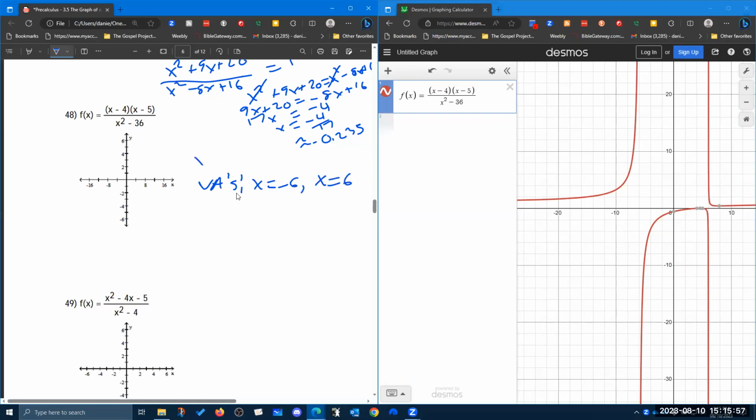We'll get x-intercepts at (4, 0) and (5, 0). We'll get a y-intercept here at a positive 20 over a negative 36, which is a negative 5 over 9.